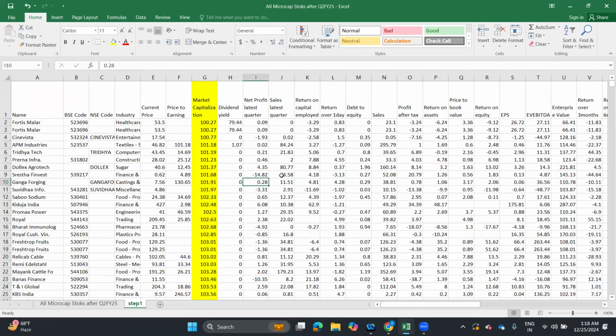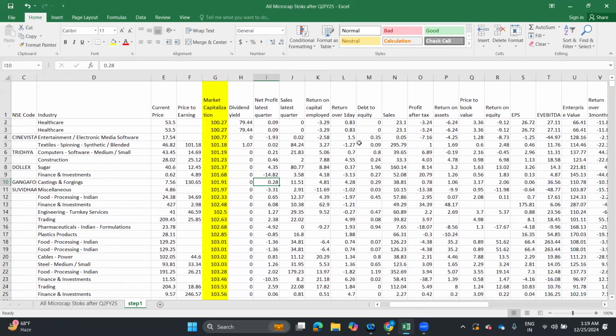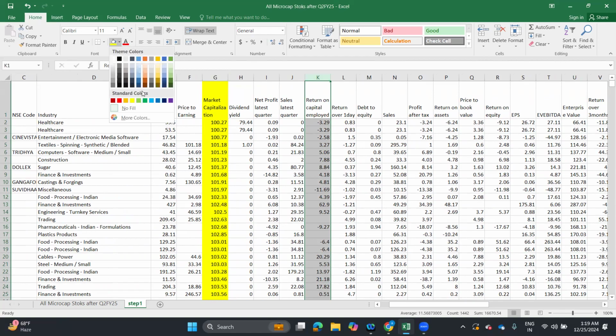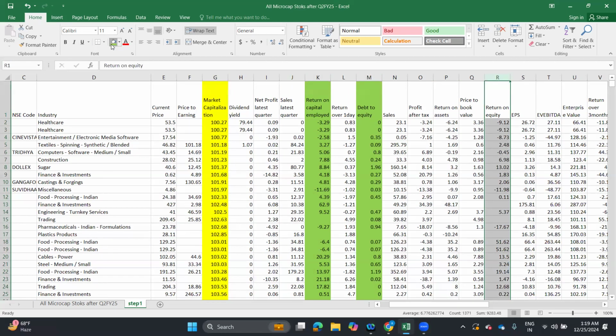now I'm going to see for micro cap companies, important is again ROE, ROC. See, I'm just trying to highlight these columns. This is ROC column, right? This is all ROC column. Let me highlight it. Let me color it. So ROC. This is debt to equity. This is also important. This is ROE. This is also important for me.